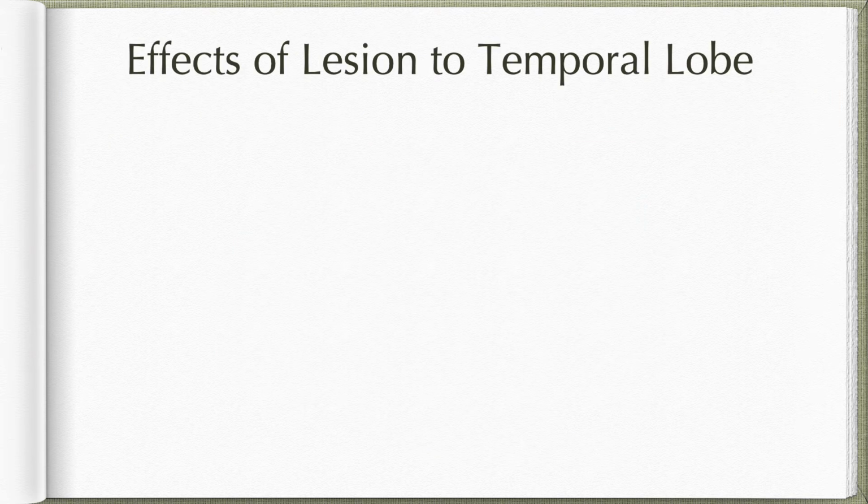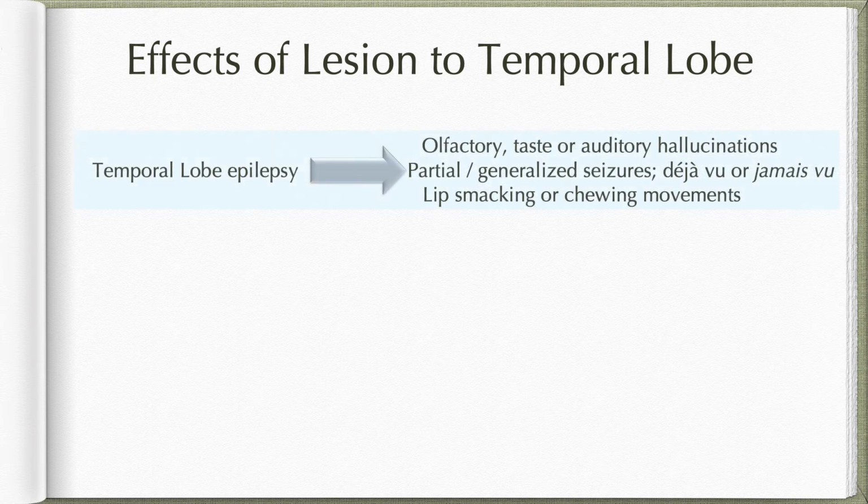Now coming to effects of lesion to temporal lobe. There is temporal lobe epilepsy, which is associated with olfactory, taste or auditory hallucinations. The epilepsy may be partial or generalized seizures. It will be associated with a condition known as déjà vu or jamais vu.